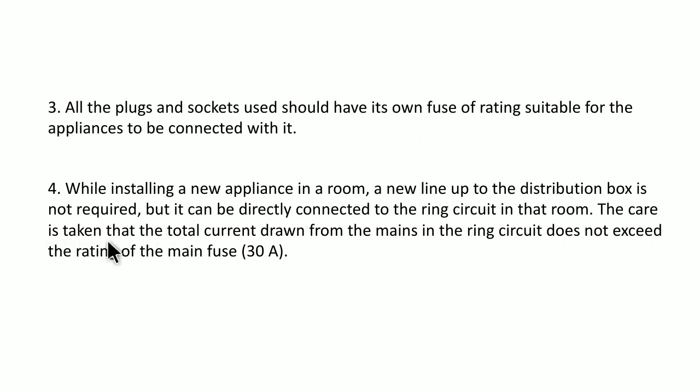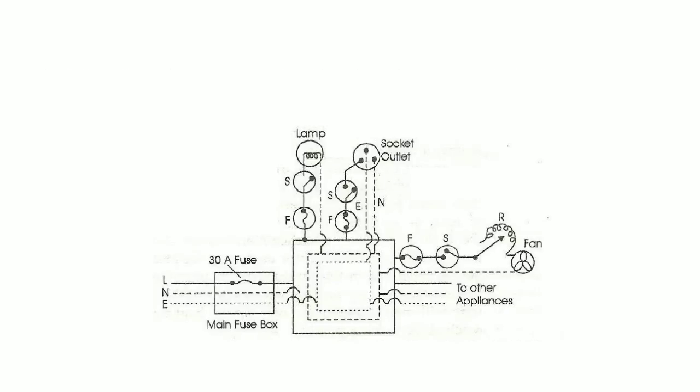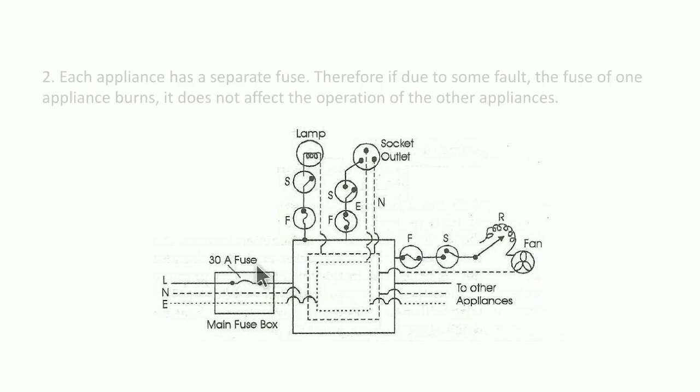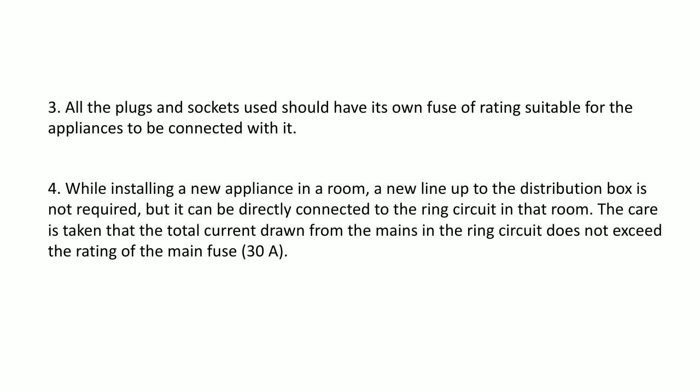So care is taken that the total current drawn from the mains in the ring circuit does not exceed the rating of the main fuse, that is 30 ampere. While connecting the new wiring for the new appliance, you need to be careful that the overall total current drawn should not be more than 30 amperes, because initially you have kept over there, here you can see that there is a fuse of 30 amperes, so it should not be more than 30 amperes of current. All right, so this is number 4.